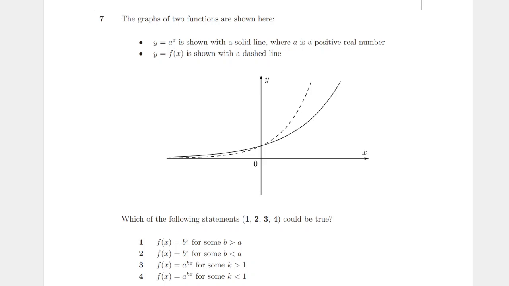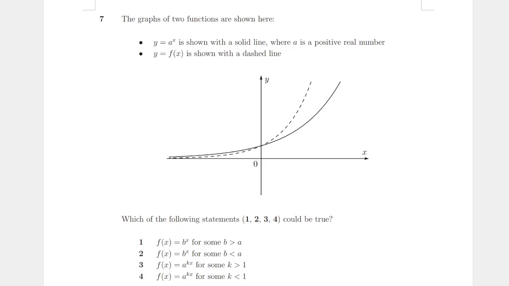Okay, question 7. The graphs of two functions are shown here. y equals a to the power x is shown with a solid line, where a is a positive real number, and y equals f(x) is shown with a dashed line. Okay, good. So you see y equals a to the power x goes sort of upwards, right? So you're sure that a is greater than 1. Okay, so what is y equals f(x)?